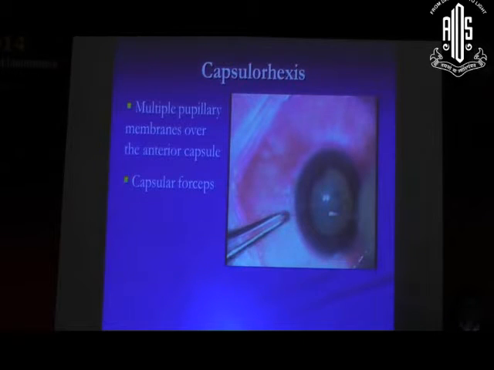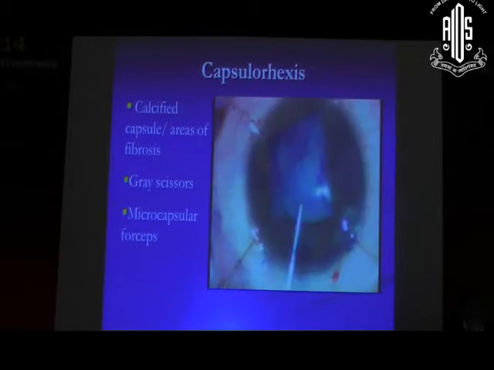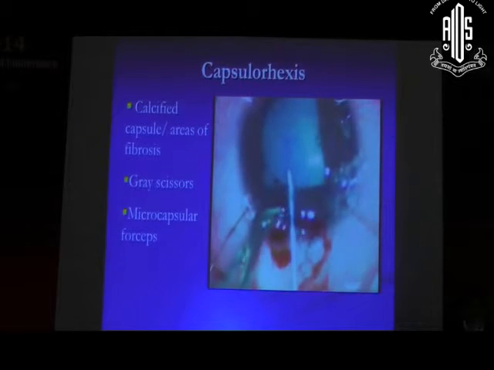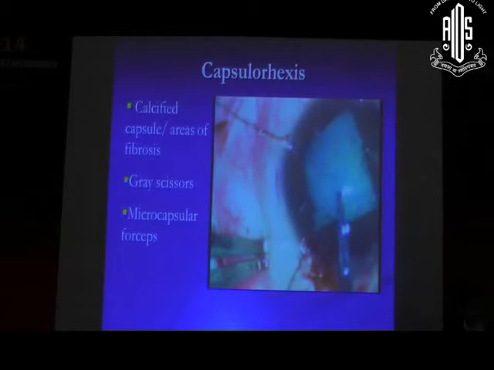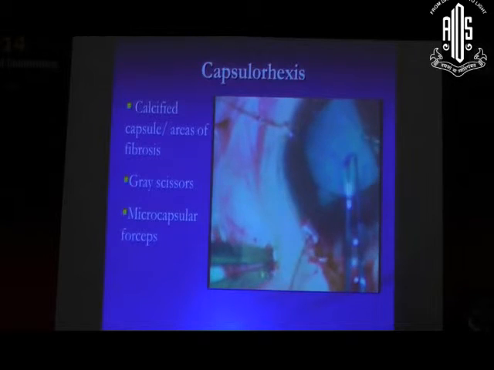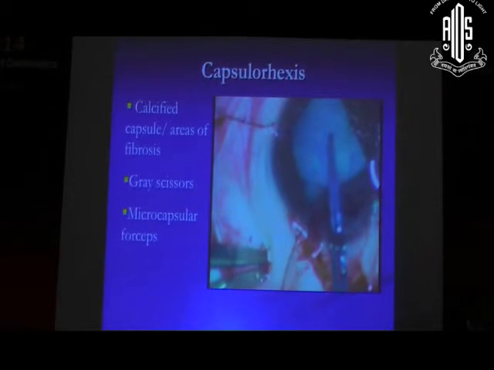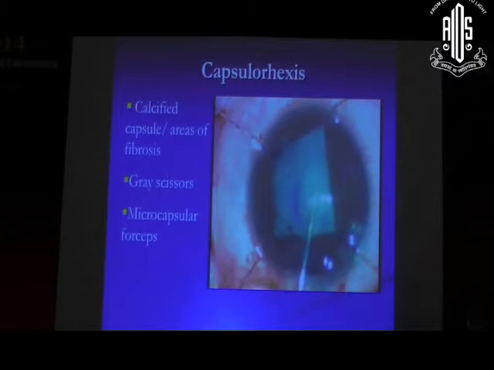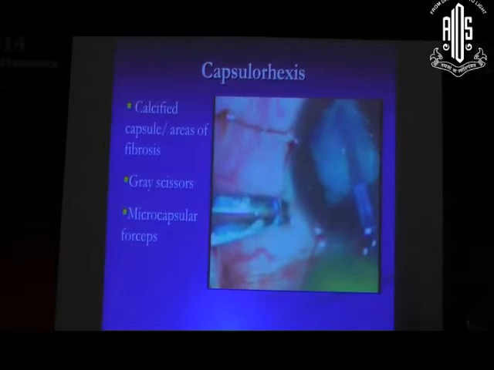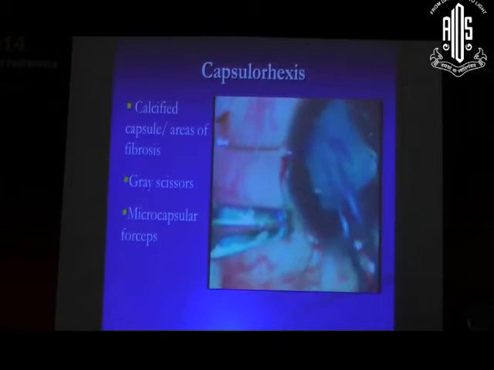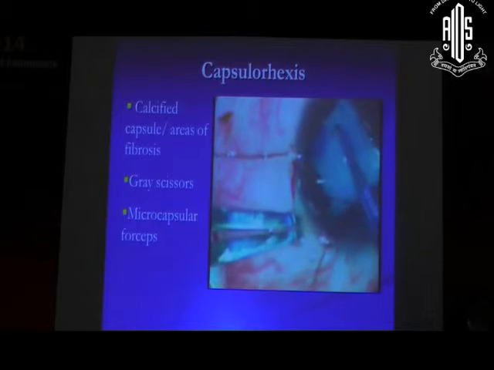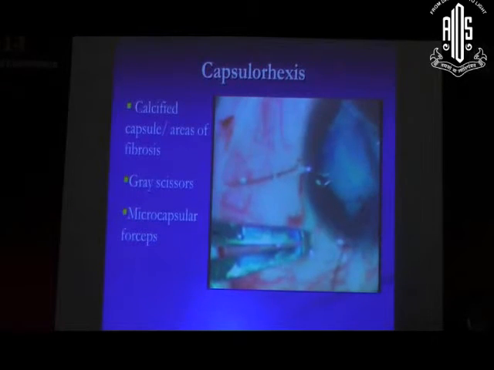Now, capsulorhexis again needs to be done, at least in children, usually with Utrata capsulorhexis forceps. In many areas the capsule can be calcified, and you need to cut with scissors. But once you finish the capsulorhexis, check that it's intact and we move on to the lens aspiration.